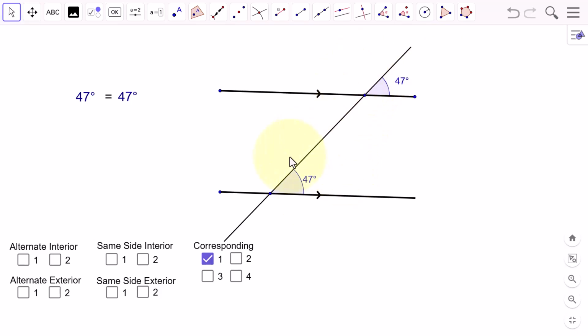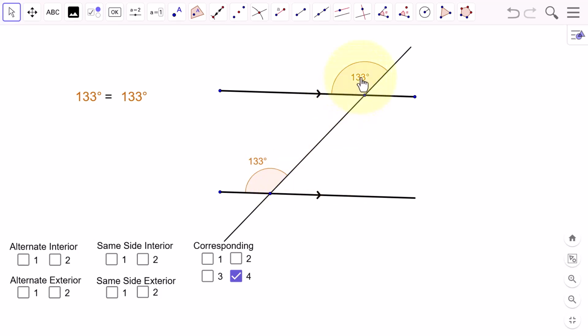Now looking at this one here and this one, they are also corresponding. If you click on 2, you can see these two angles are corresponding. 133, 133. These are corresponding angles. If you click on 3, you will see that 47, 47. These are corresponding angles, just like that. So with this applet, you can observe your corresponding angles and other alternate angles. So these are other corresponding angles. These are the 4 corresponding angles on this parallel line.